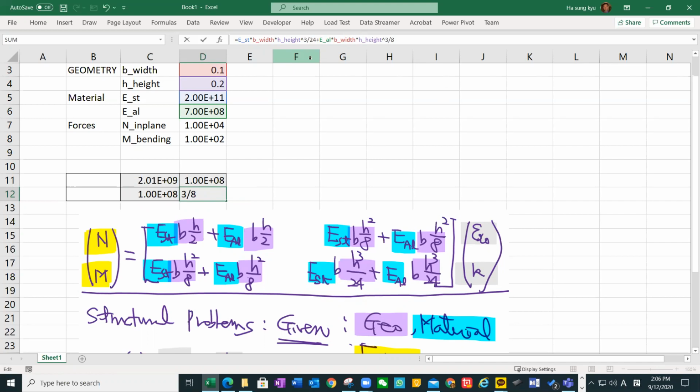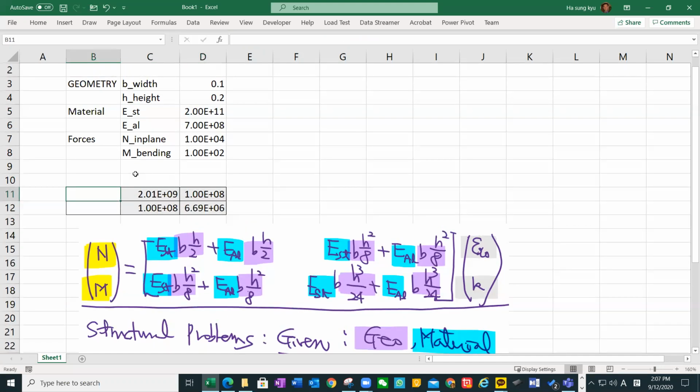3, and this term will be a 24. Okay, so this is the equation, and now N, how much N you apply? N, you apply this much, this one you apply this much. So this is the N and M, this is the matrix.